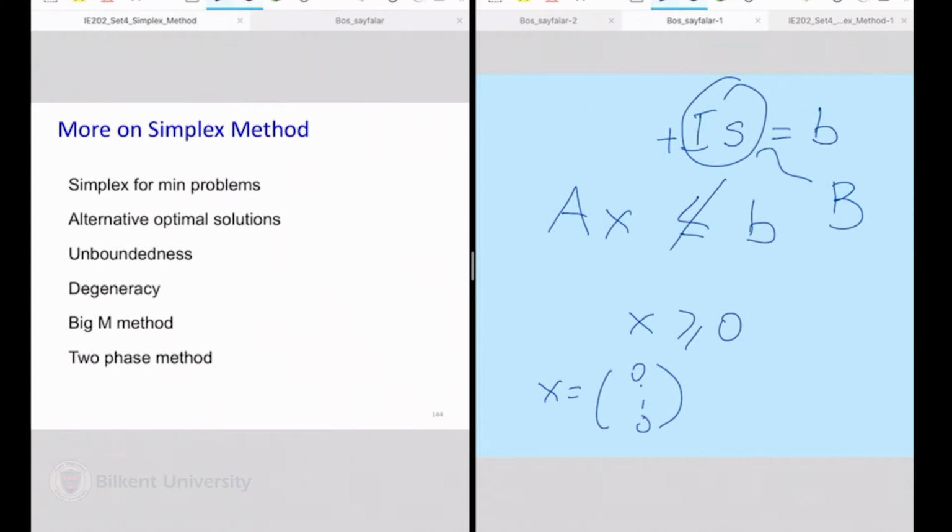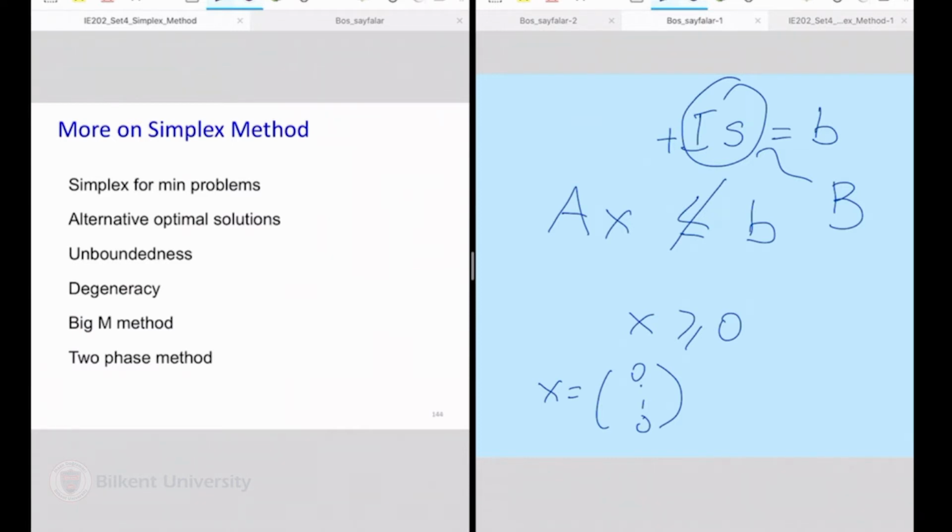So BGAM and the two-phase method will tell us what if that's not the case. Because we can have LPs which are not feasible, right? Like in the graphical method, if the region is empty, that's an LP which has no feasible region. So we should be able to detect that as well. So that's the two-phase and BGAM methods.